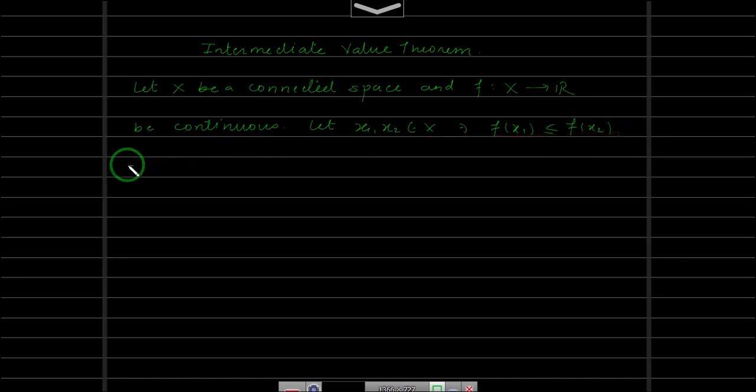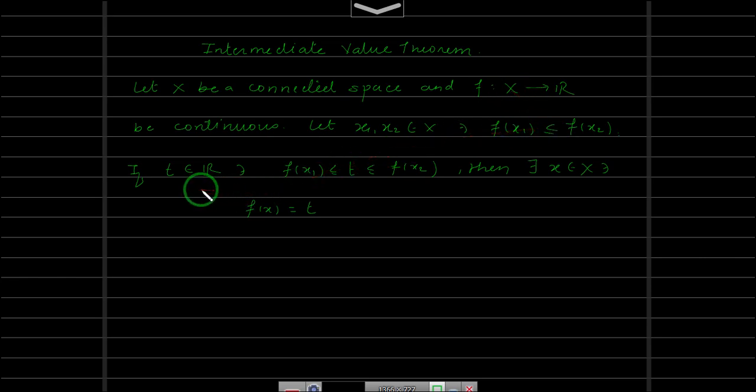Now if you have a point T in R such that it lies between f at x1 and f at x2, then there exists some point x in the domain X such that f at x is equal to T. What it means is, if you take any 2 points in the domain, assuming f at x1 is less than or equal to f at x2, and if you take any point in between these two images, then it will have a pre-image. That means it will have a point in the domain which is mapped to that point.